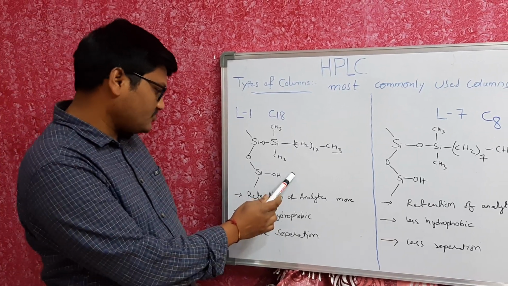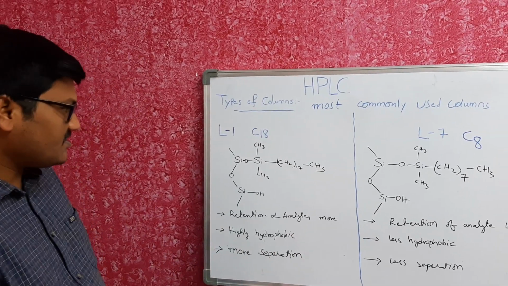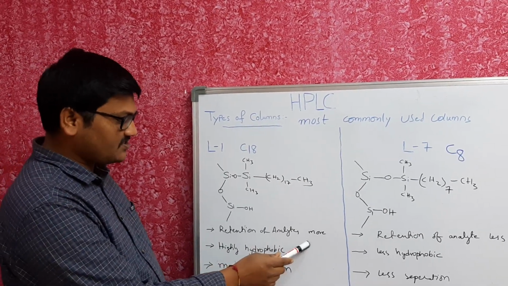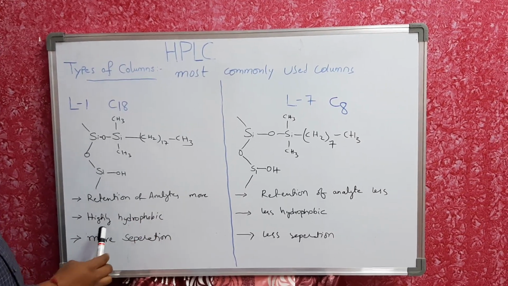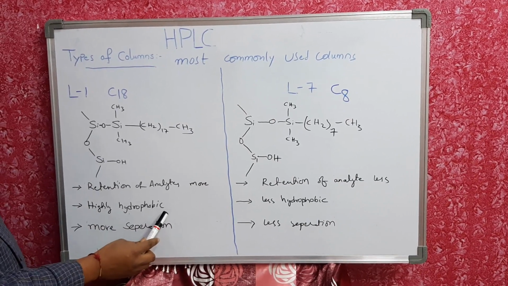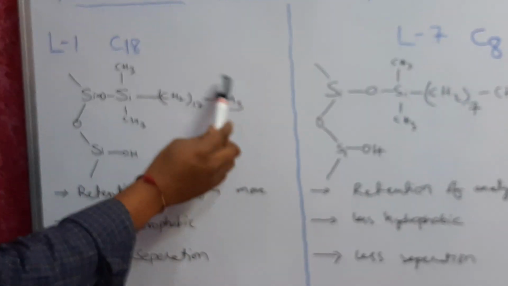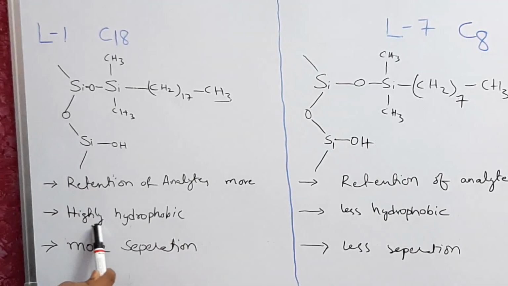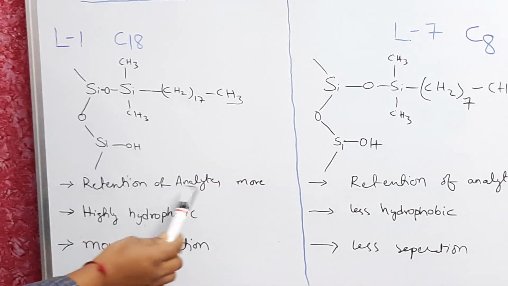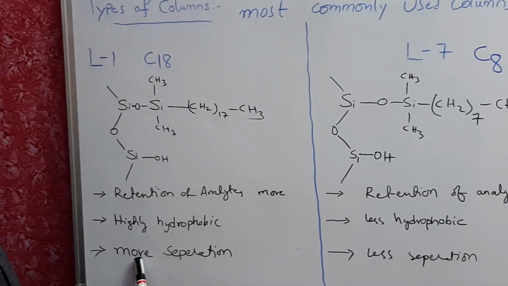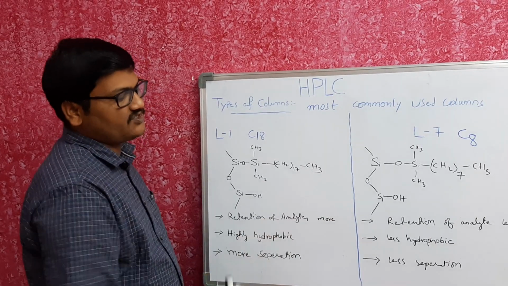In the C18 columns, retention times of the analyte are more because it has a high carbon percentage. So retention times of analytes are more, and the column is highly hydrophobic because of the highly nonpolar aliphatic chain. This stationary phase is highly hydrophobic, and because of high carbon loading, separation of 2 or 3 peaks is also much better in C18 columns.